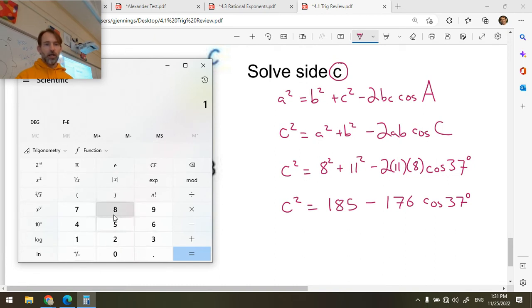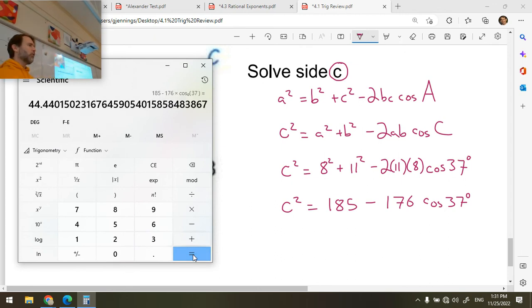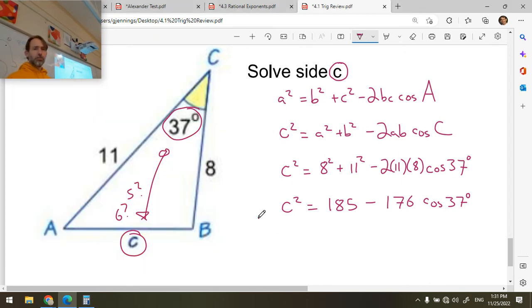So I go 185 subtract the result of 176 multiplied by the cosine of 37. So on this calculator, I do 37, but take the cosine, equals 44.4. Oh no, our guess was really wrong. We guessed 6 or 5, but it turns out to be 44.4.